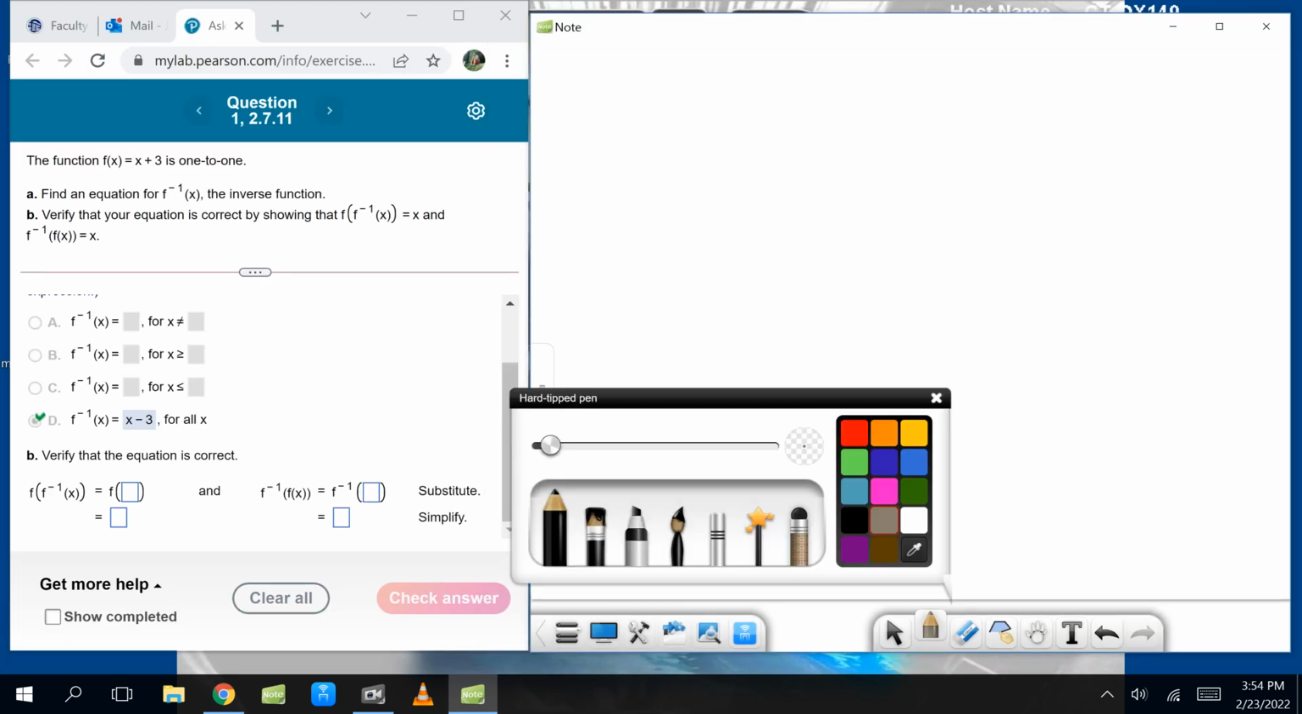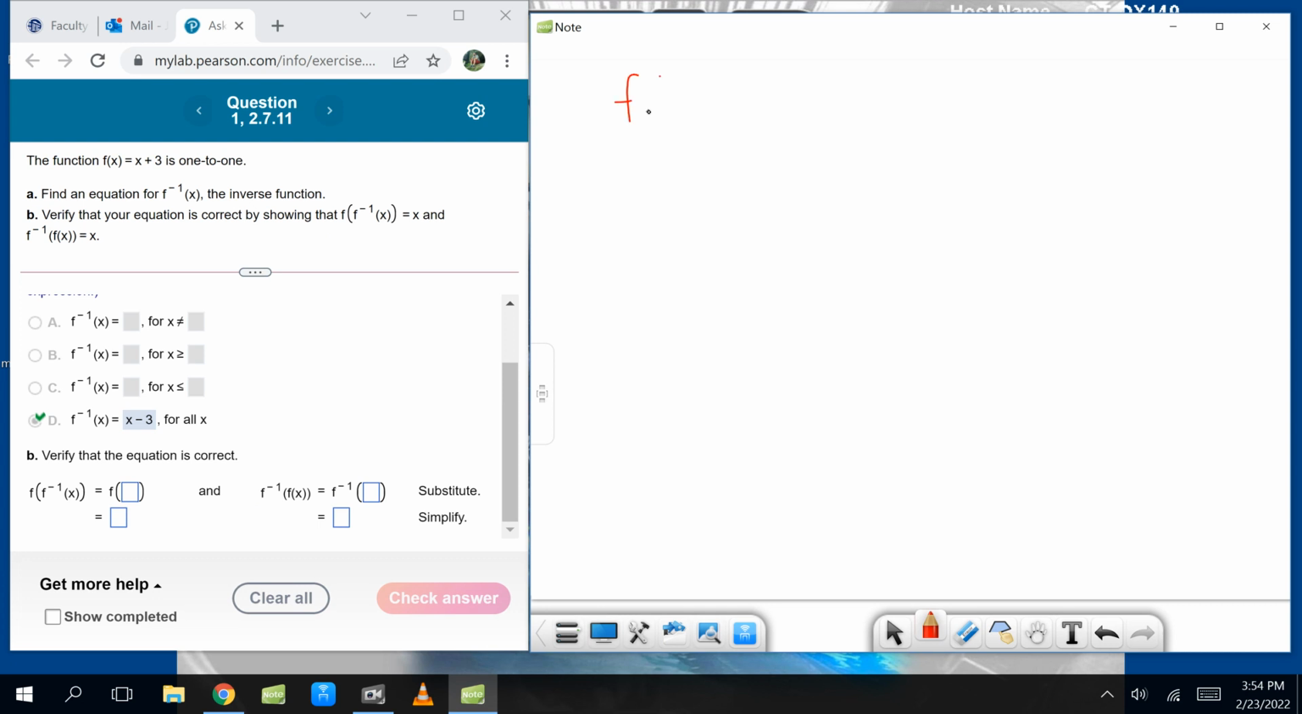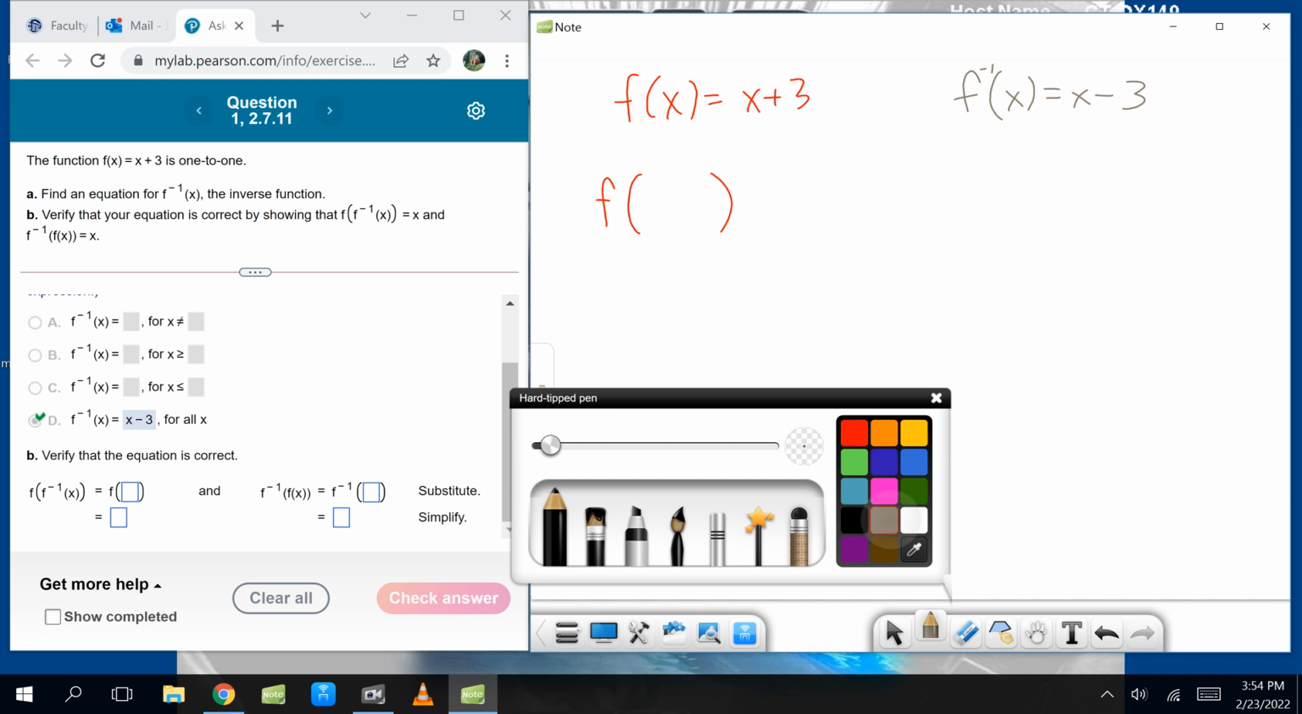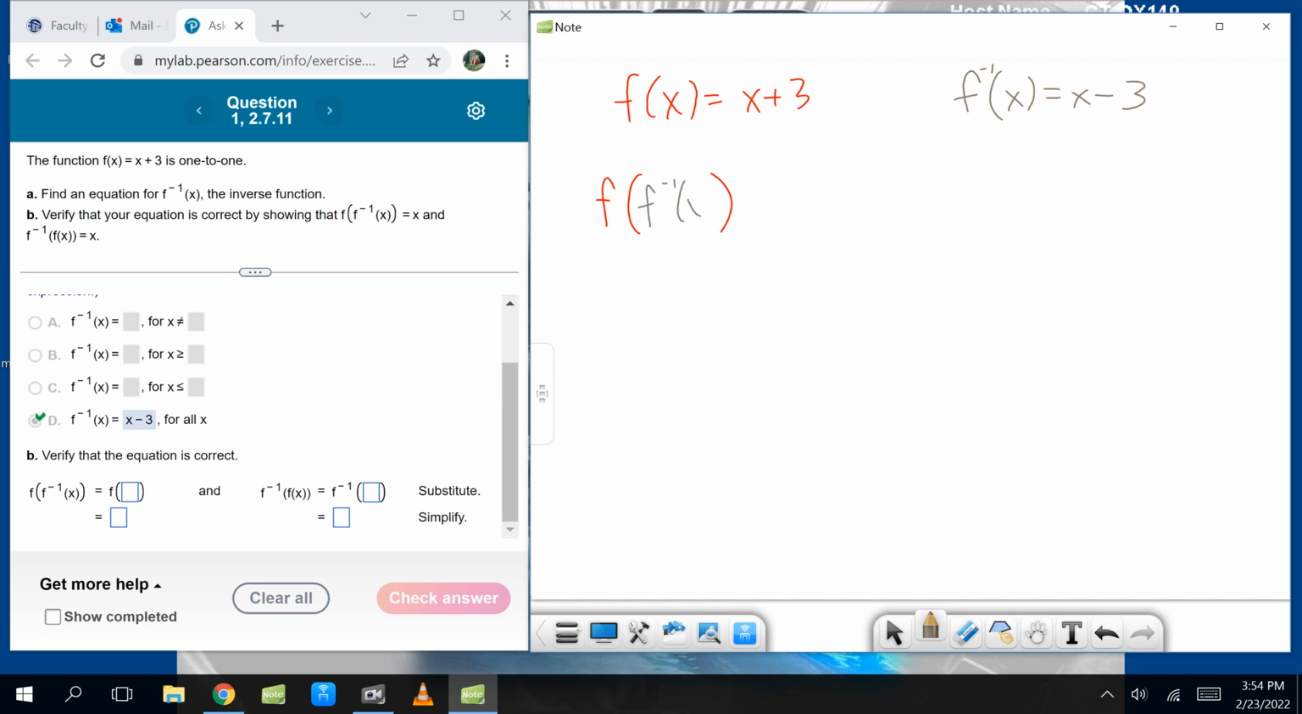So we're still working with f of x equals x plus 3. And we also know, it's in gray, f inverse of x was x minus 3. So we want to show two things, I guess to prove it. We want to find f of f inverse of x, and we also want to find f inverse of f of x. We want to find those two things.